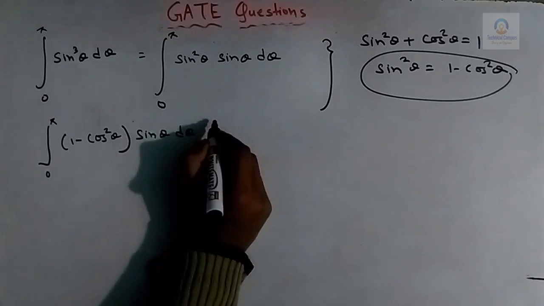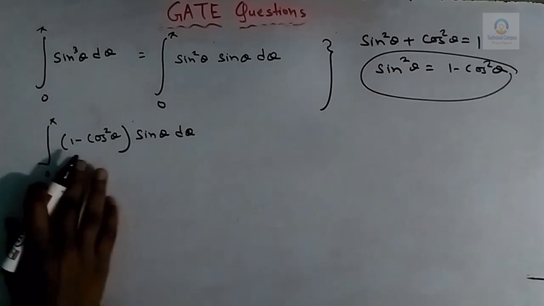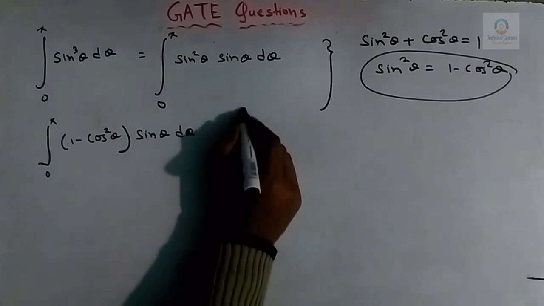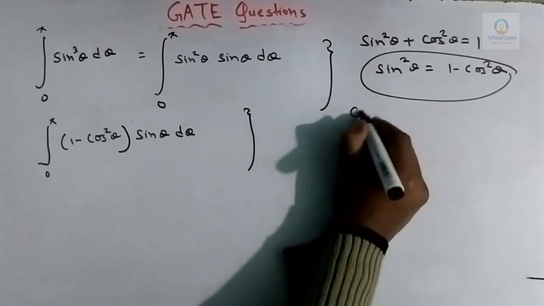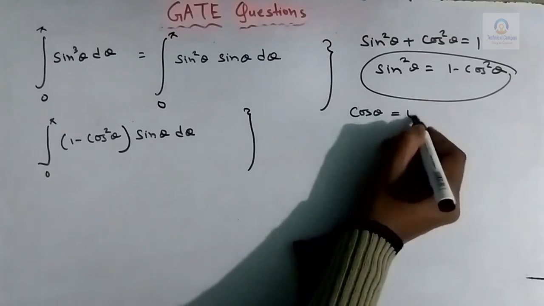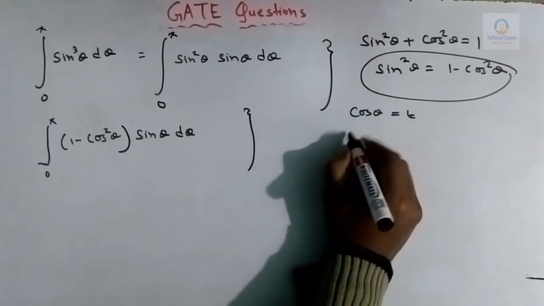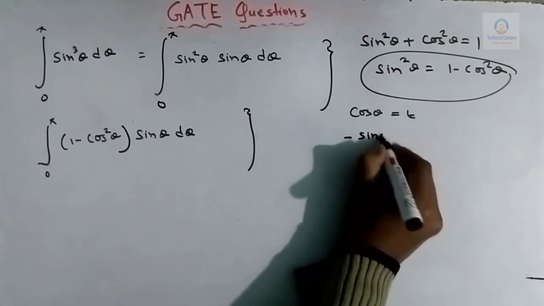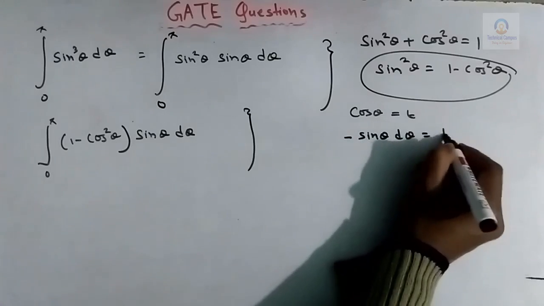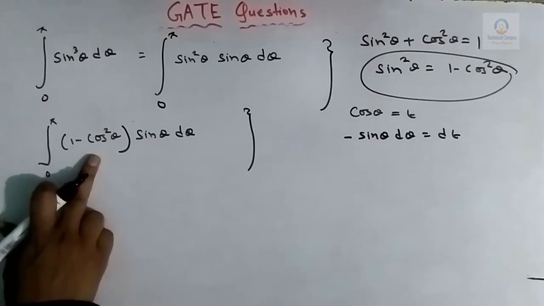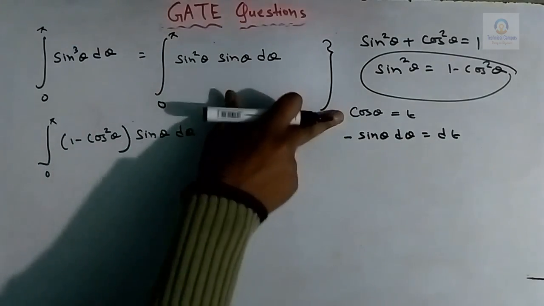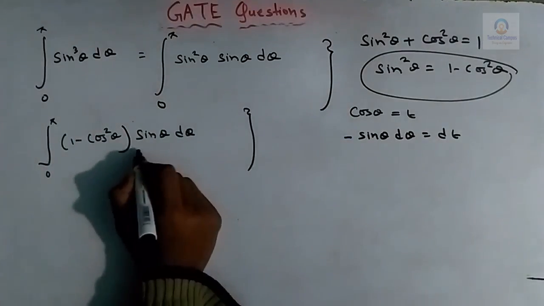We have to replace the value of sin square theta by 1 minus cos square theta in order to use the rule of integration by substitution. Suppose we assume cos theta is equal to t, now if we differentiate this, we get minus sin theta d theta is equal to dt. So you can see by assuming cos theta is equal to t, and differentiating this, we can easily get the value for this term.